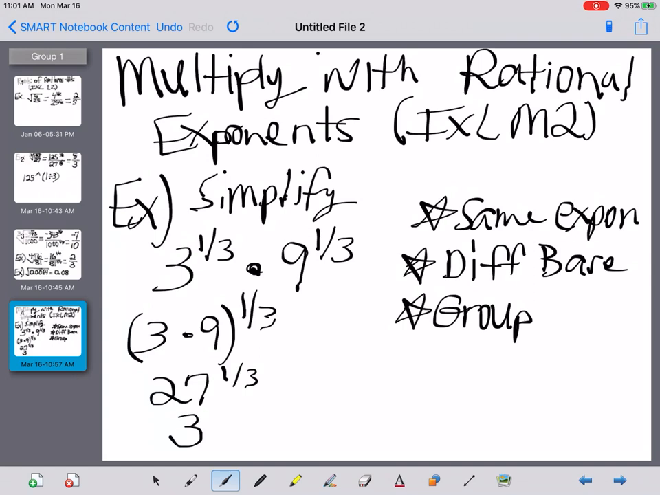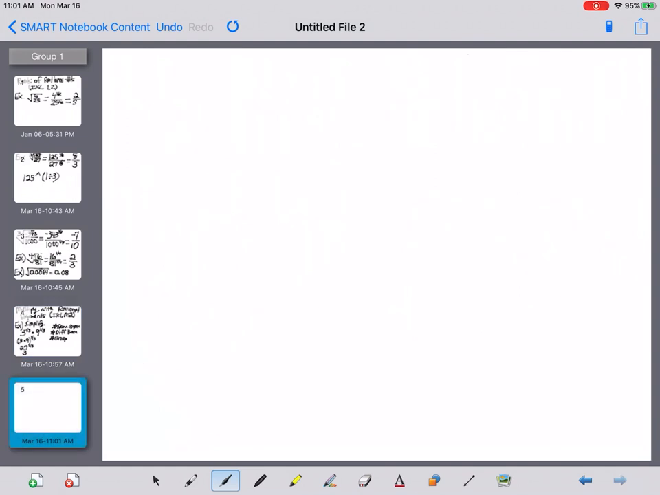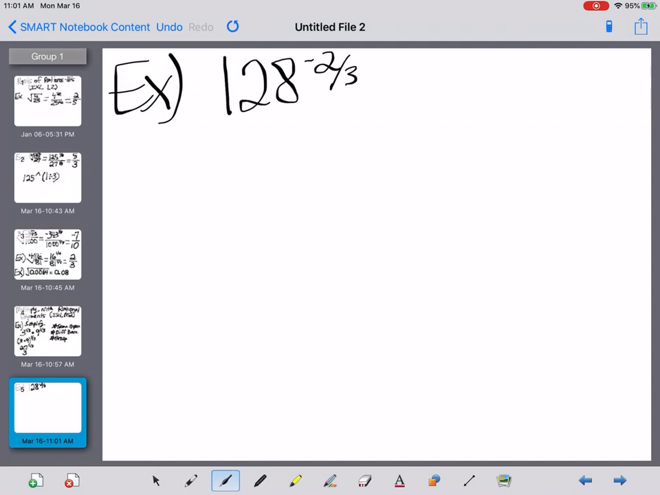So let's look at another example. So on this one we have 128 to the negative 2/3. Ooh, they're throwing that negative exponent at us. They're trying to freak us out, but we're not going to let that happen. So 128 to the negative 2/3 times 4 to the negative 2/3.